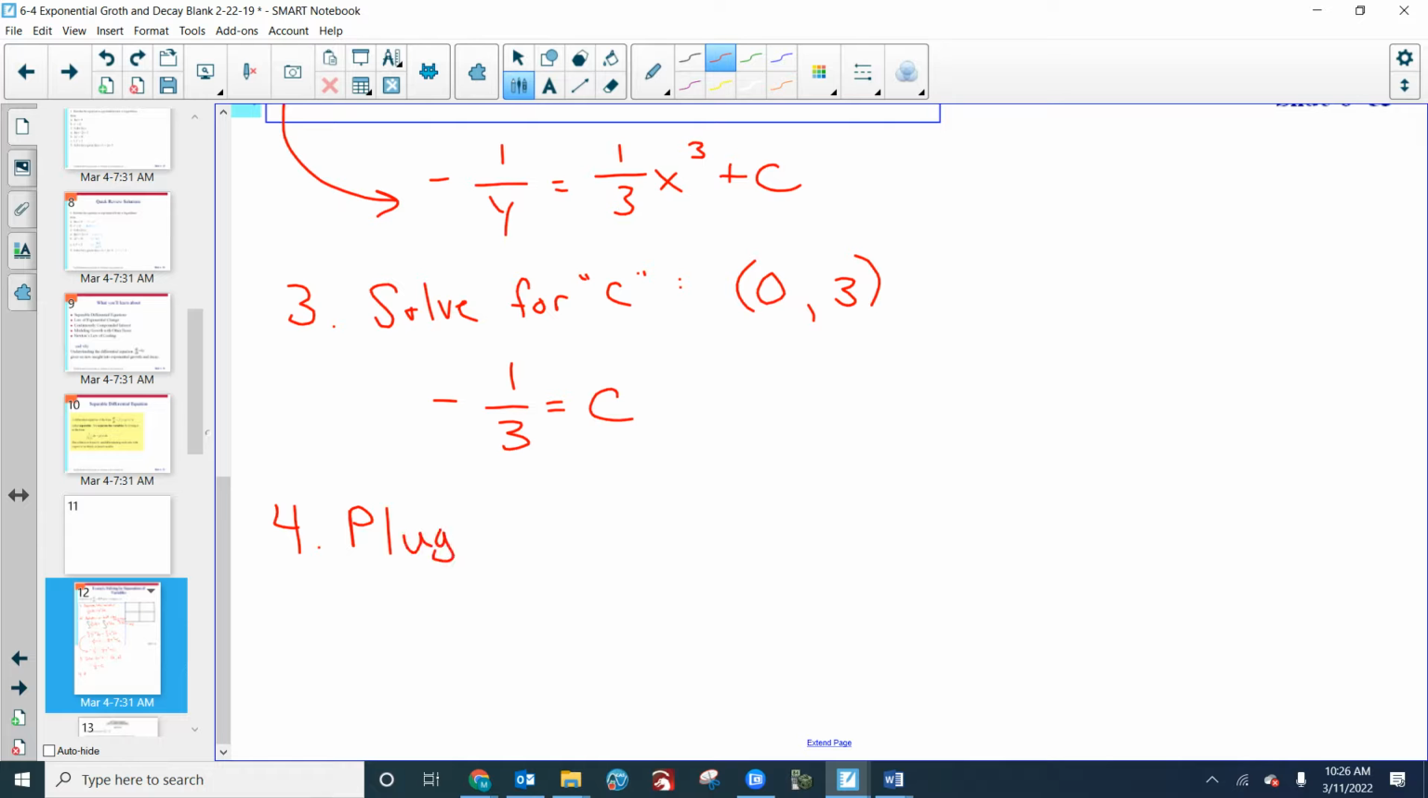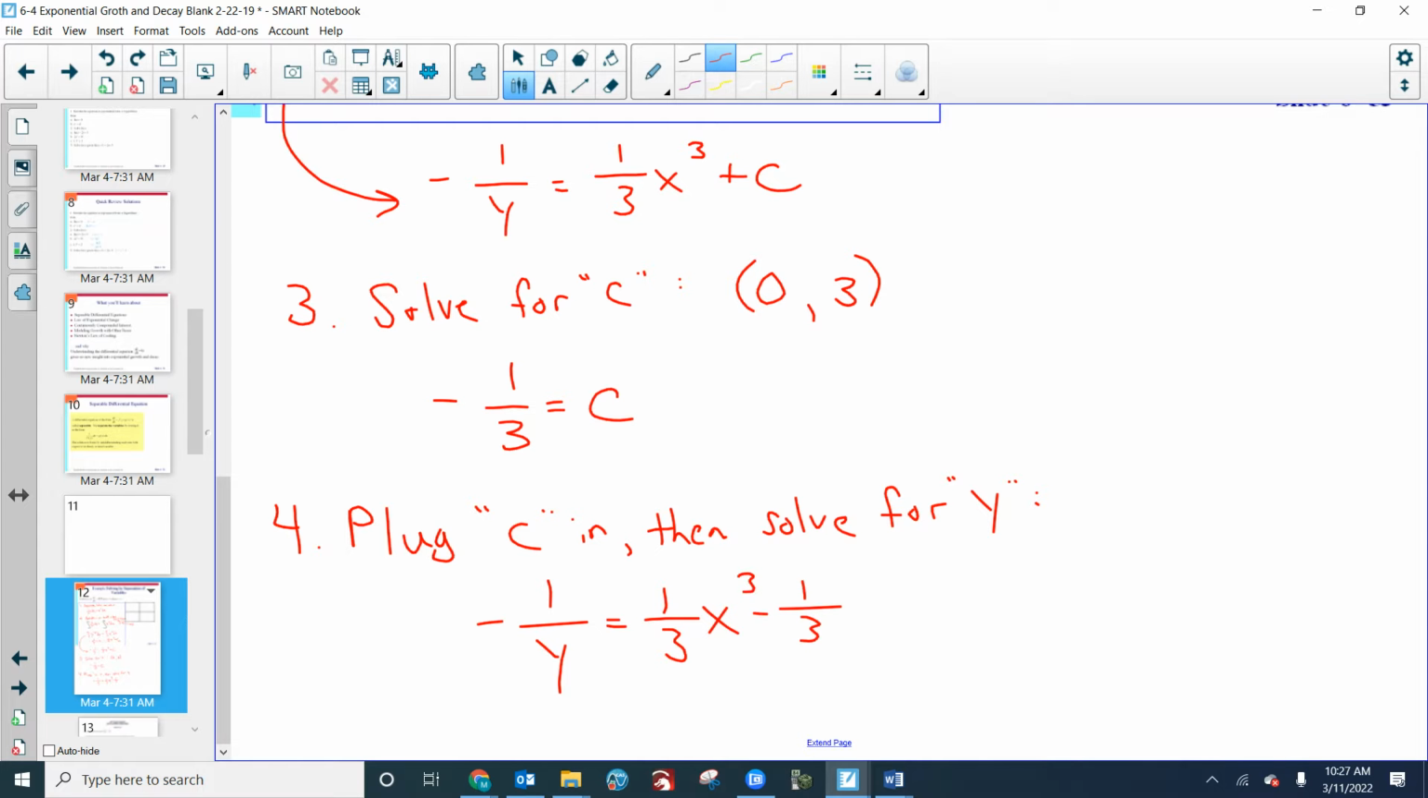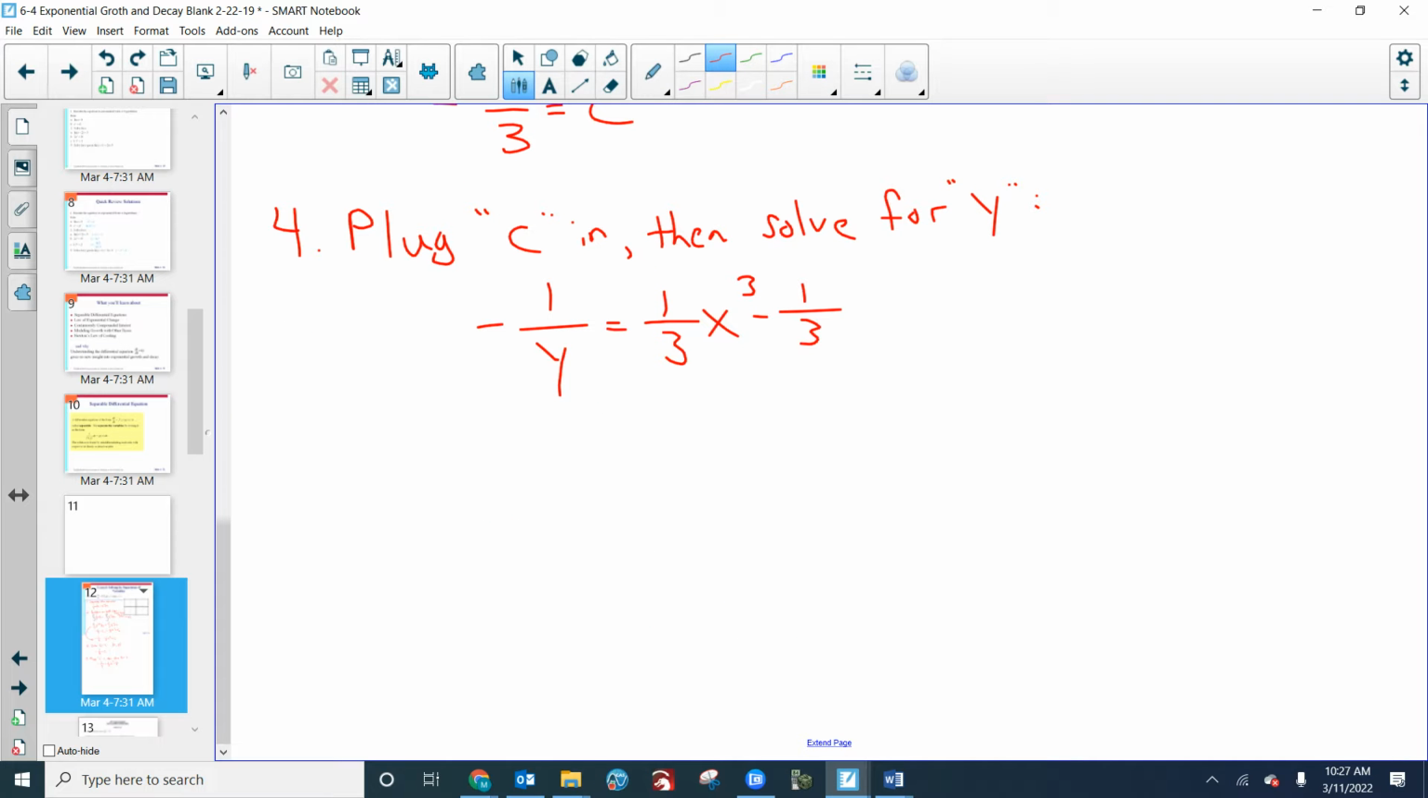Step 4, plug c in, then solve for y. So negative 1 over y equals 1/3 x cubed minus 1/3. From here on out, it's just algebra, right? Go for it. Solve for y. A little algebra practice.